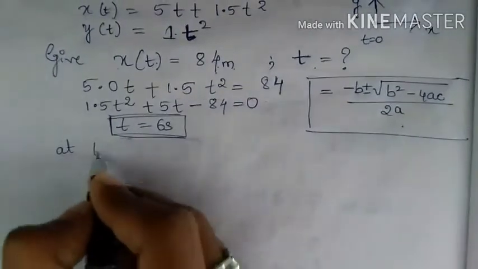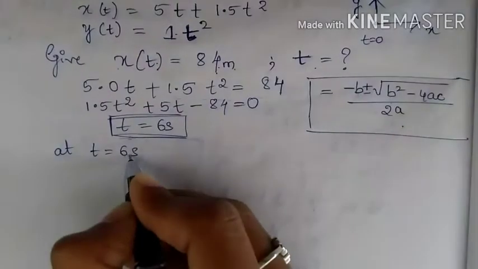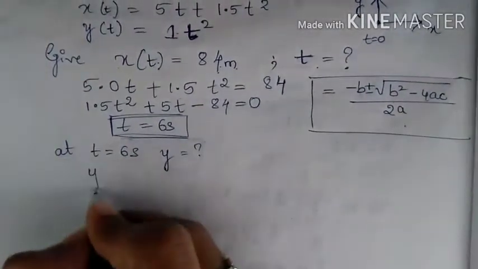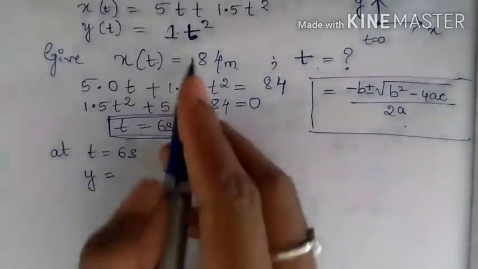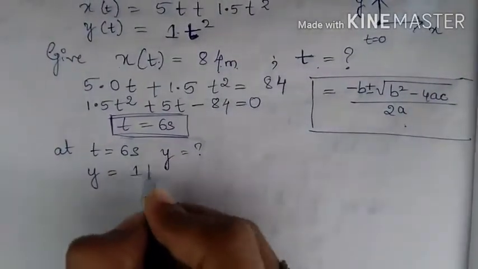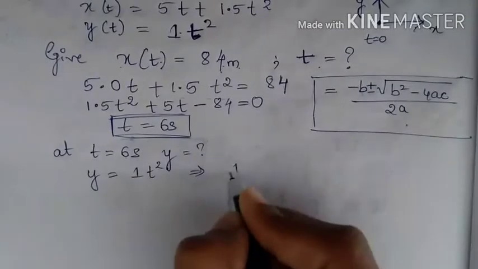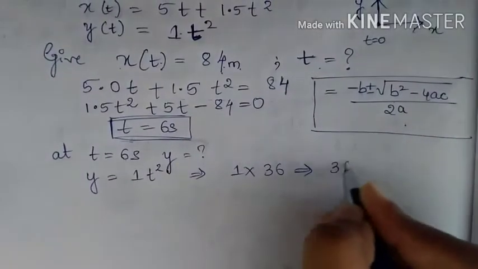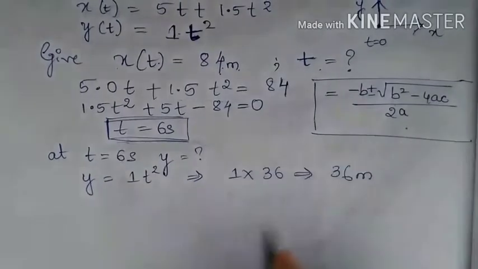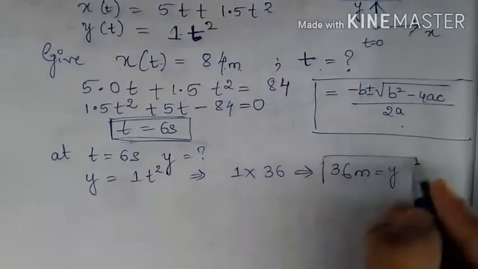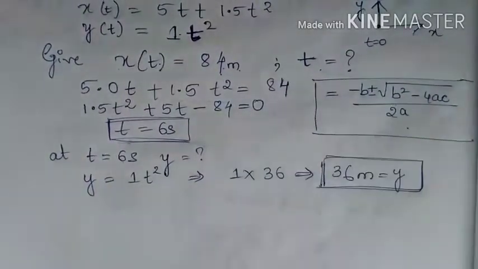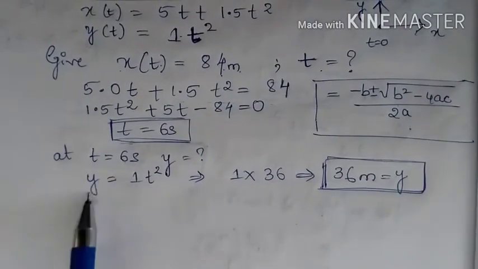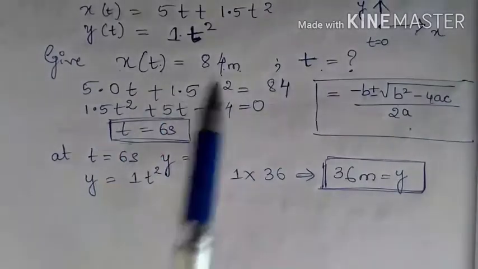So at t is equals to 6 seconds, y will be how much? We don't know. So y is equals to, what is the equation? 1t square. So that means 1 multiplied by 6 square, 36. So that is 36 meters. Y is equals to 36 meters. Now we know what is y and what is x.